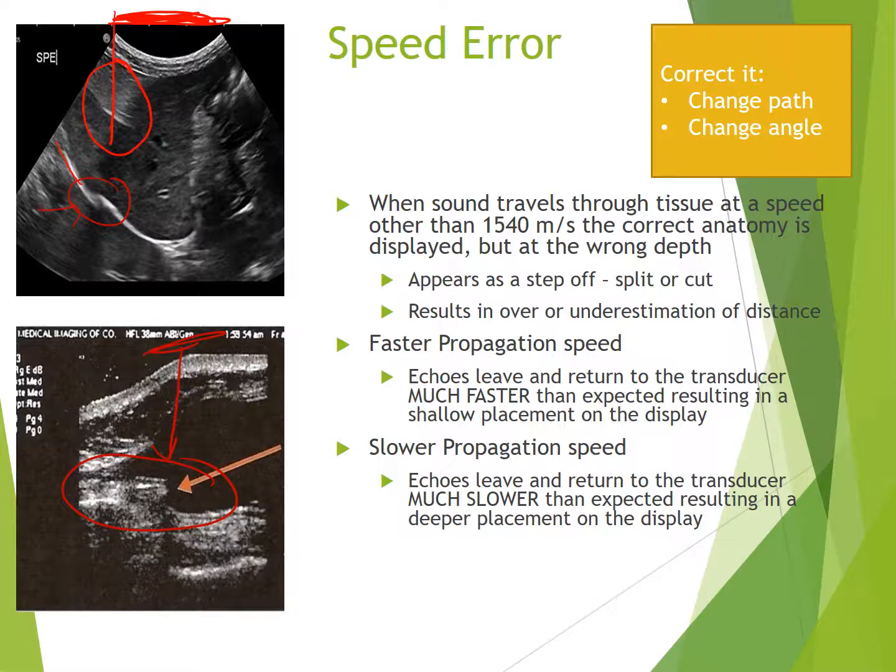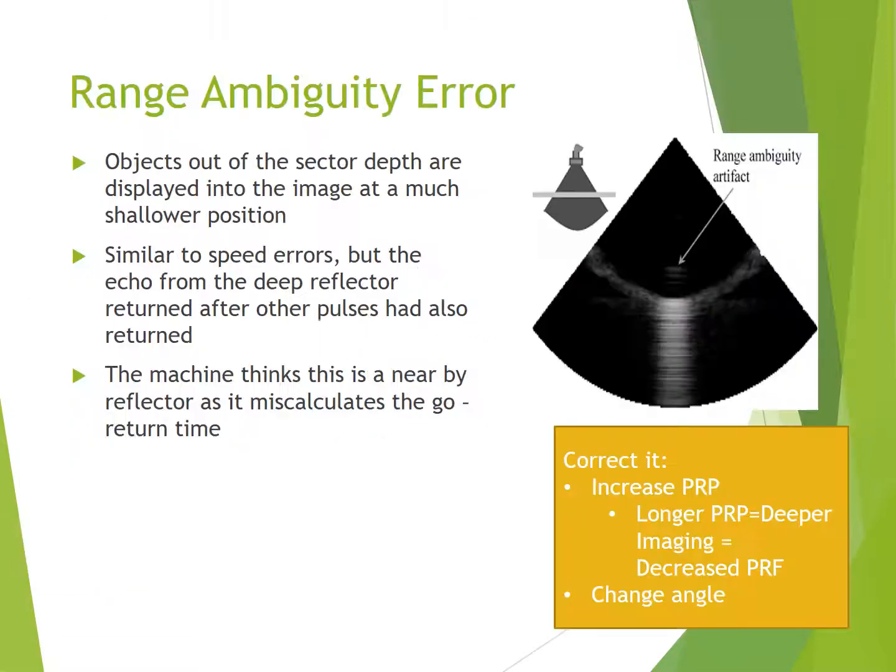So it's important to try different paths and different angles again on these to see if we can correct for that versus calling this like an actually destroyed breast implant. Kind of similar to speed error, then we have range ambiguity error. And this is not a very common artifact that we're going to see, but it's still worth talking about. So in range ambiguity error, objects that are out of the sector depth are going to be displayed into the image at a much shallower position.